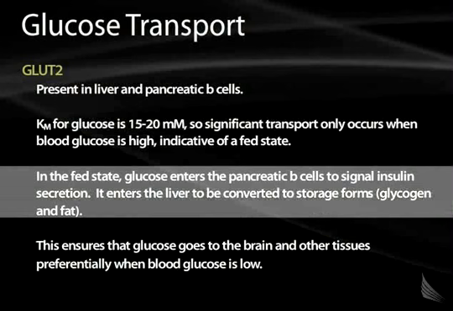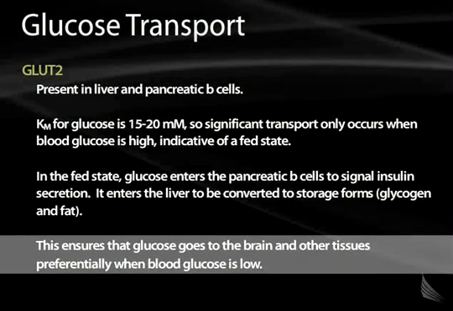In the fed state, then, glucose enters the pancreatic beta cells to signal insulin secretion. And this is important because we only want to signal insulin secretion in the fed state. That's why it's so important that the Km for glucose of GLUT2 is so high. It also enters the liver because the liver is the key organ in creating the storage forms of glucose, which are glycogen and fat. So what this does is it ensures that glucose only gets stored in excess when the blood glucose is very high. So then when the blood glucose is low, it's preferentially used by the brain and other tissues that need it for metabolism.